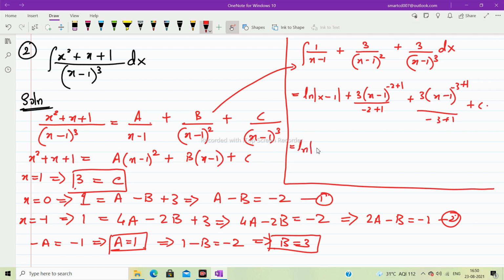So we have ln|x minus 1|. So this will be minus 3, right? And I can take this down. So I have x minus 1, and this would be minus 3 by 2, and again I take this down, so I have (x minus 1) the whole square plus c. So this will be the answer for this one. Okay, right? So I hope these two sums are clear.